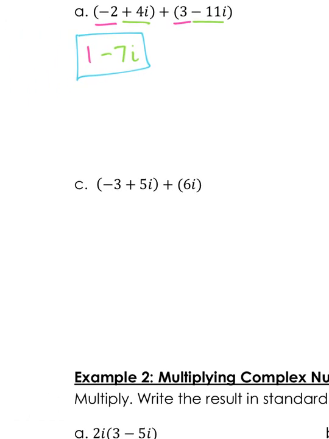All right, for C, I only have one real number, so it's going to be -3. Then I've got 5i plus 6i gives me a total of 11i.